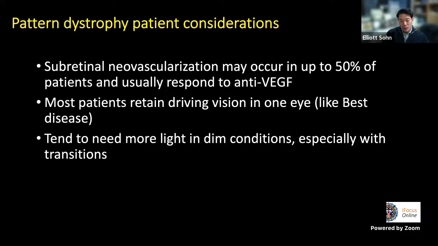So subretinal neovascularization in one series was purported to occur in 50% of patients. I don't think it's that high, at least in our patient population, but you just have to be aware that it can happen and that it does respond well to anti-VEGF therapy. These patients tend to need more light in dim conditions, especially transitioning from a brightly lit area to a dimly lit area, similar to the dark adaptation problem you might see in retinitis pigmentosa. So that's something you can counsel patients on, and make sure they have a lot of light around to be able to see things when they transition to dark areas.